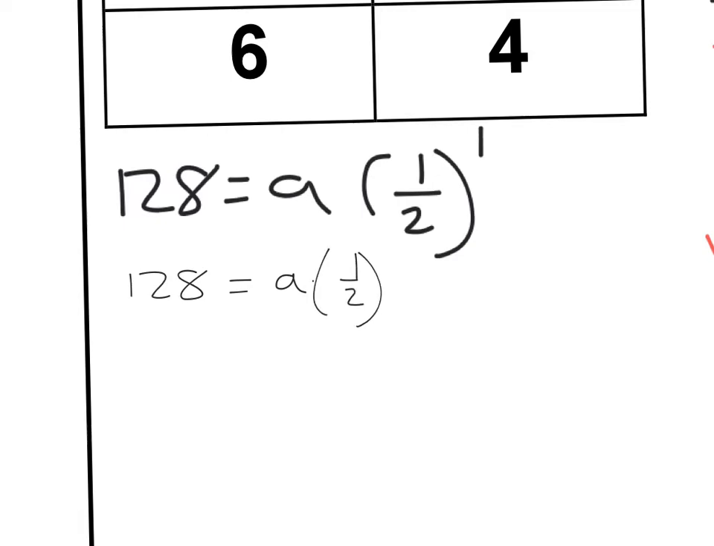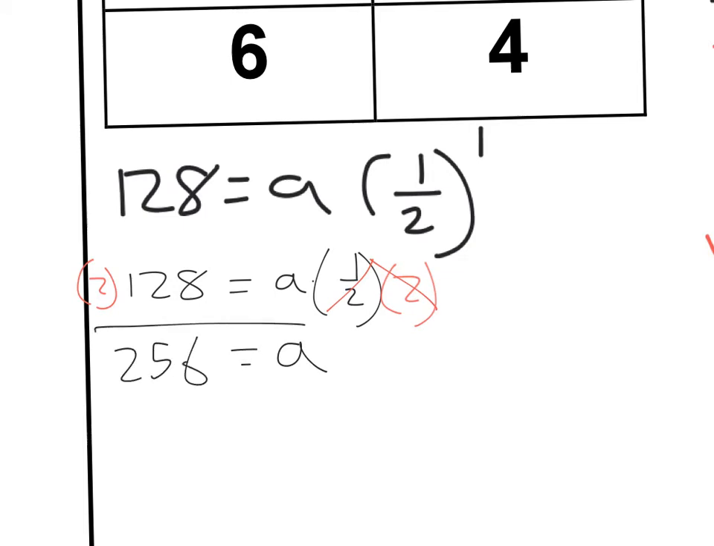And now I could do a couple things. I could divide both sides by 1/2, but dividing by a fraction is kind of silly. Instead, what I'd rather do is just multiply both sides by 2. If I multiply this by 2 and I multiply this by 2, 2 times 1/2 is just 1, so these guys cancel each other out to be just 1. And on the right I have an A, and 2 times 128 is 256.